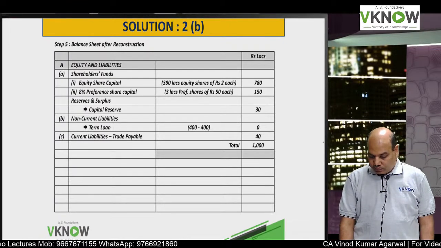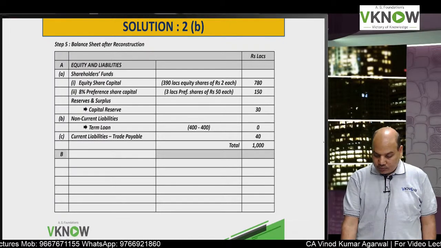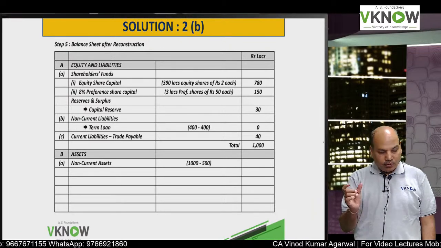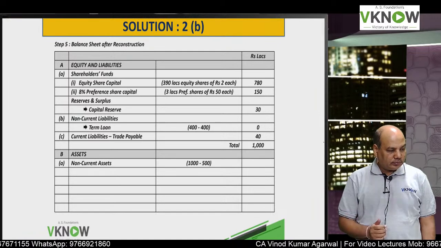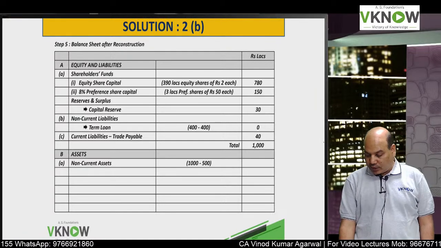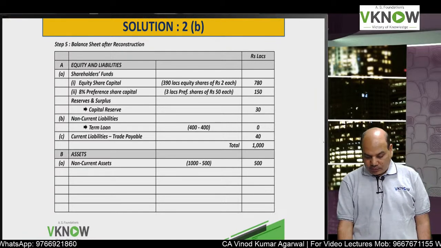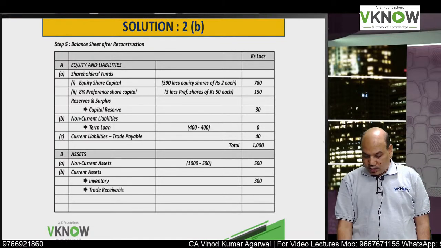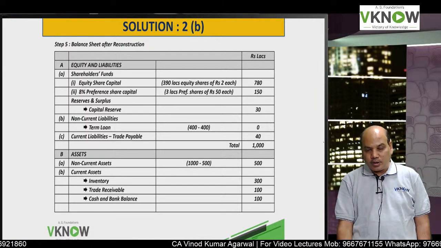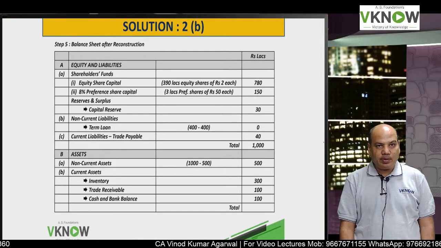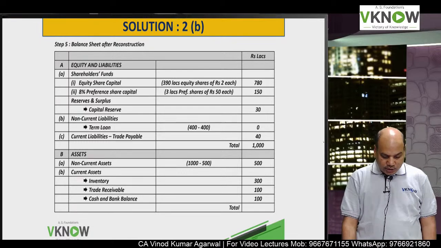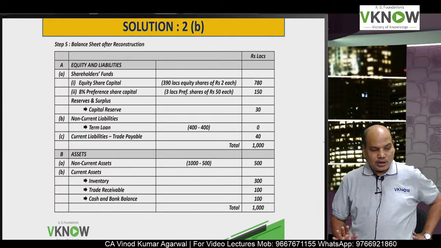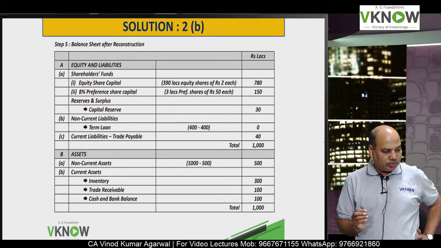Yes. The total is 1000. Write down asset side. Non-current asset will reduce by 500. So 1000 minus 500 is 500. Current asset, same figure. No change in inventory, no change in trade receivable, no change in cash and bank balance. Take the asset side total, 1000. So balance sheet tallied. At least this much you can do.